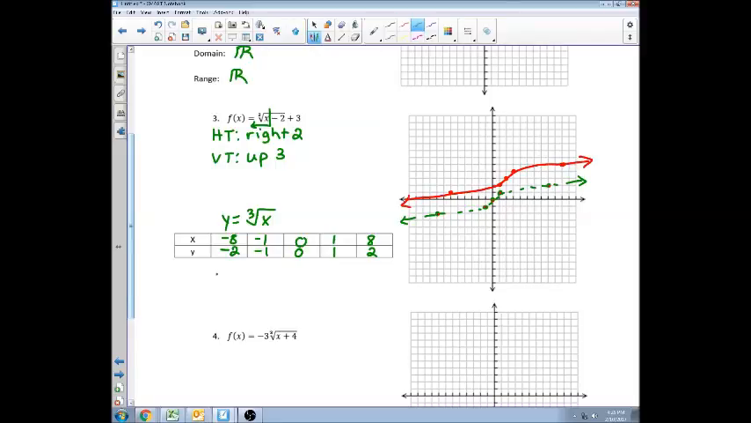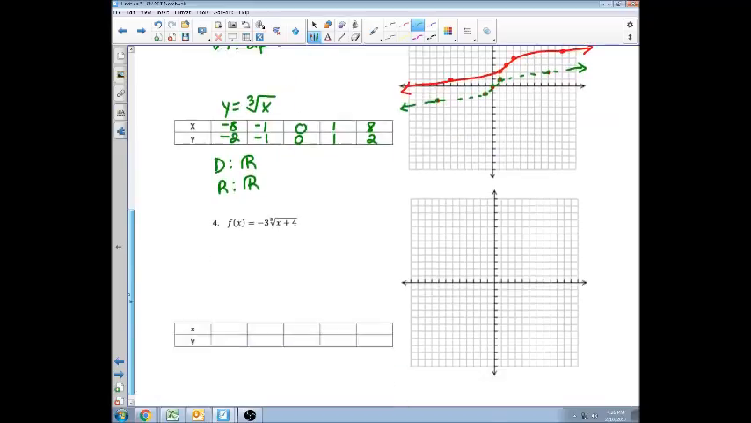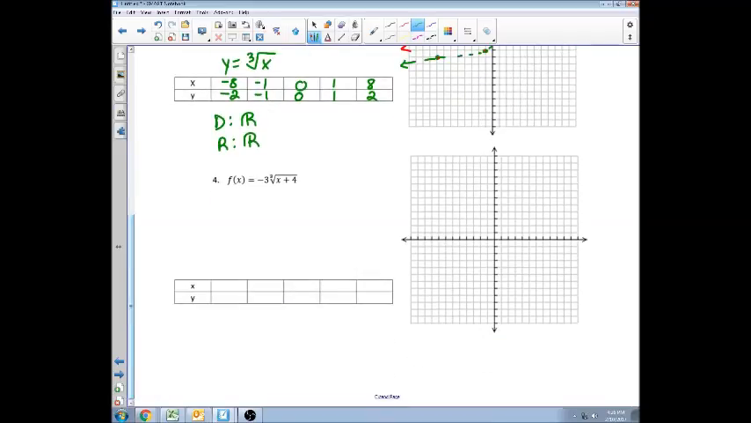As always, I do need my domain, which is all real, and I will need my range, which is also all real. Okay. On to our final graph. F of x equals negative 3 times the cube root of x plus 4.